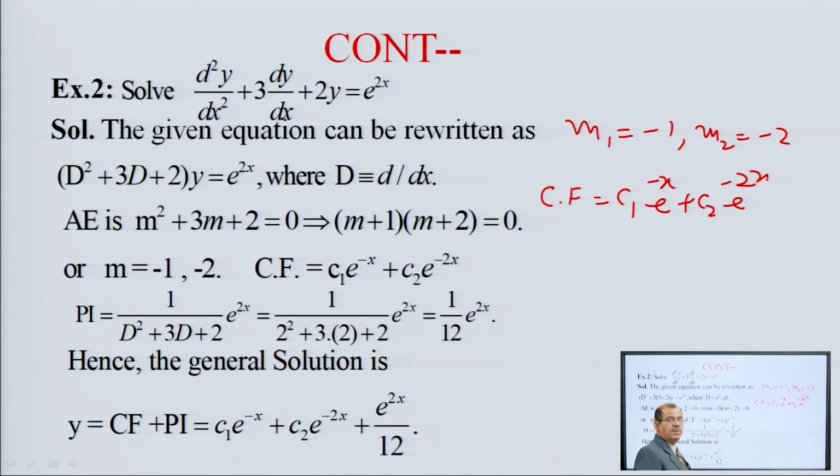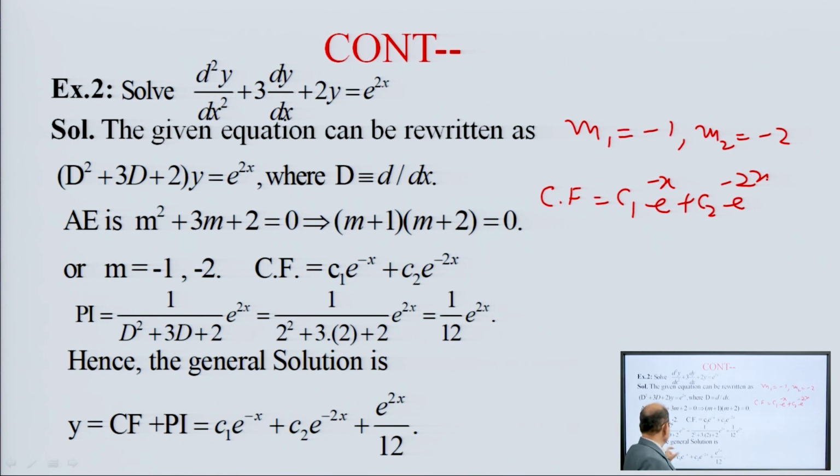Particular integral is 1 by f(D) into the right-hand side, which means 1 by D square plus 3D plus 2 e^(2x). Replace D by 2, which means 2 square plus 3 into 2 plus 2, which means 4 plus 6 is 10, plus 2 is 12. So 1 by 12 e^(2x).